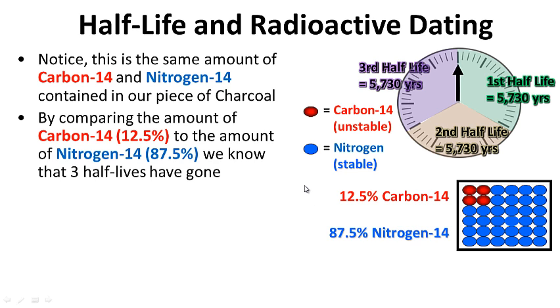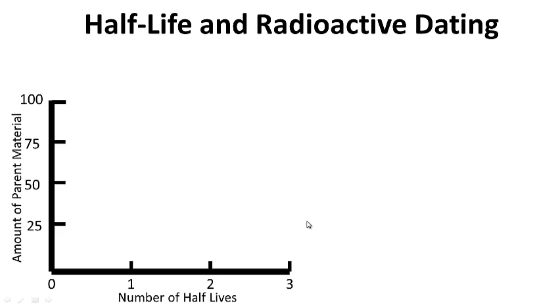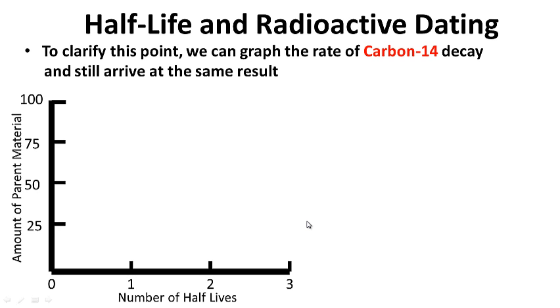Therefore, the age of the piece of charcoal in the caveman's fire is equal to 3 half-lives, right? 1, 2, 3. So 5,730 plus 5,730 plus 5,730 gives us an age of the fire and the piece of charcoal of 17,190 years old. To clarify this point, we can graph the rate of decay of carbon-14 and still arrive at the same result.